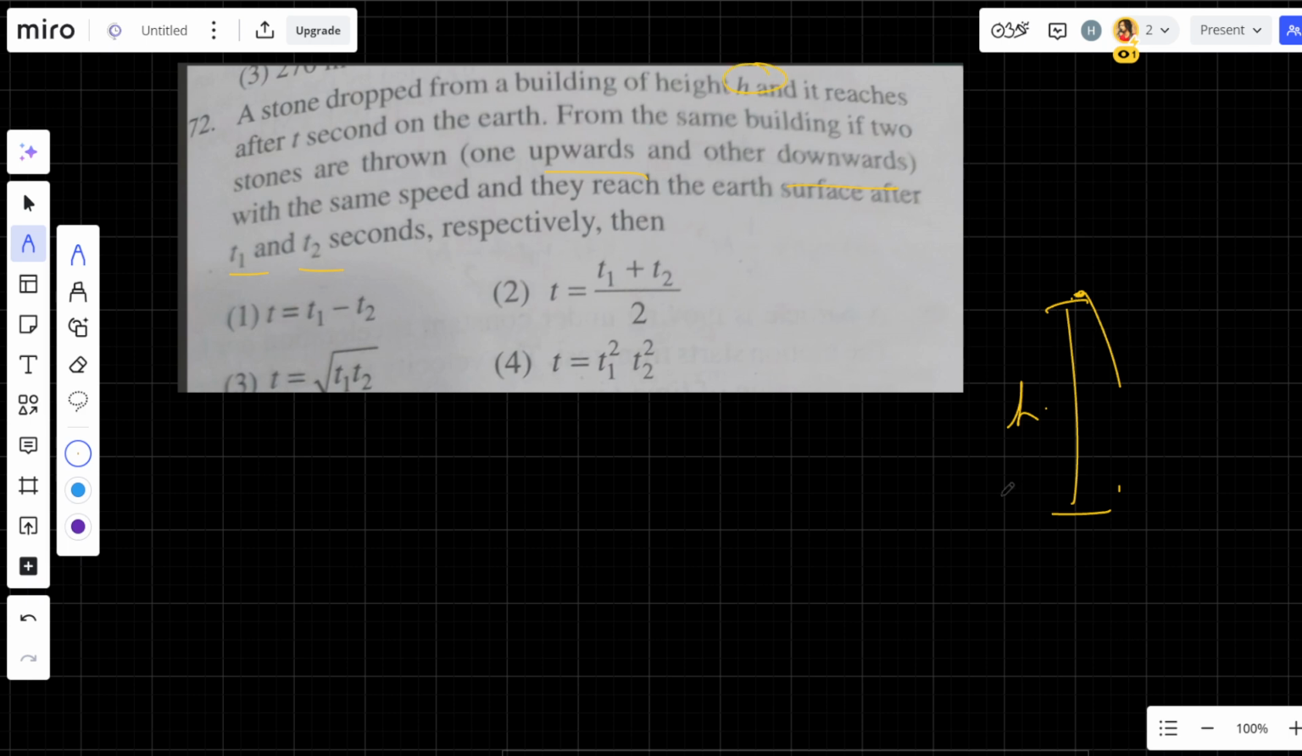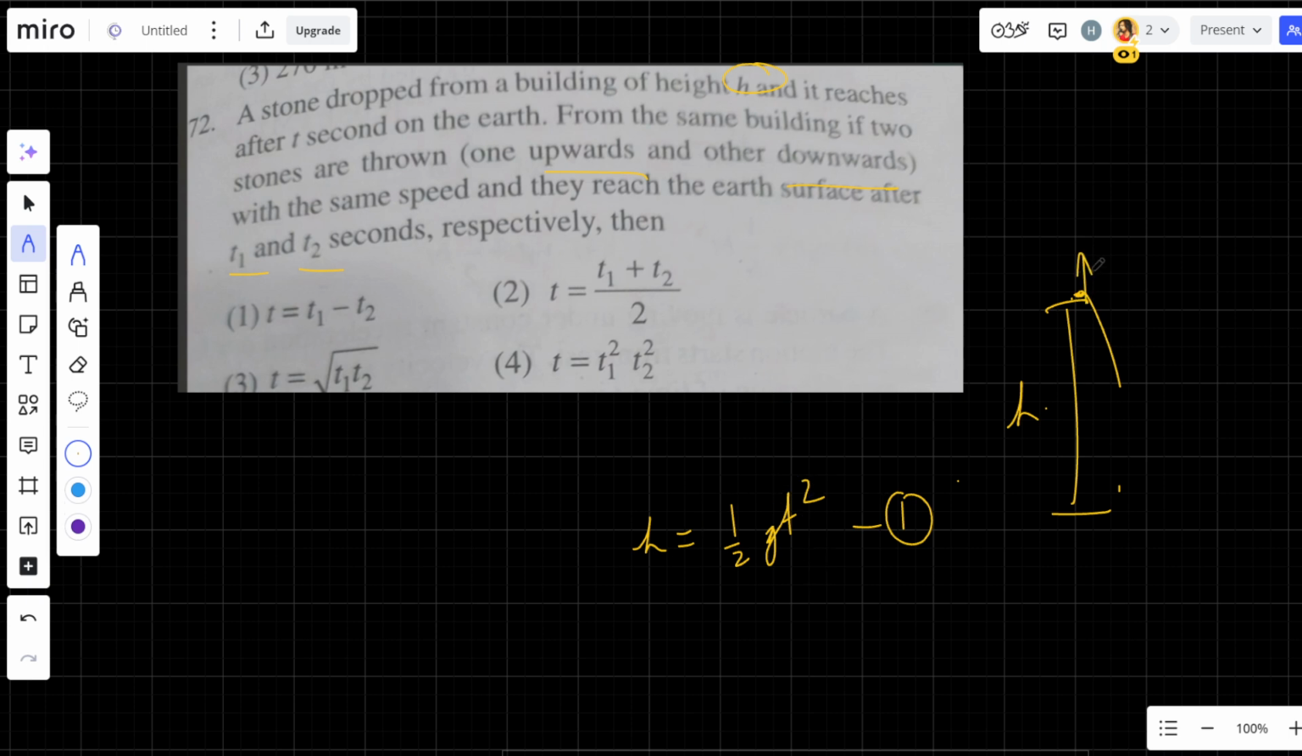So what is the time taken to reach the ground? It is free fall. How will we do it? t equals root of 2h by g. h is equal to 0 plus half g t square, right? So t is 2h by g under root. Let's use this equation, and call it the first equation. This is in terms of t.